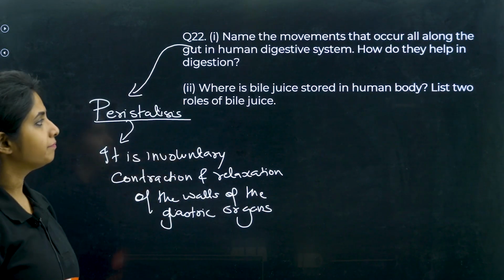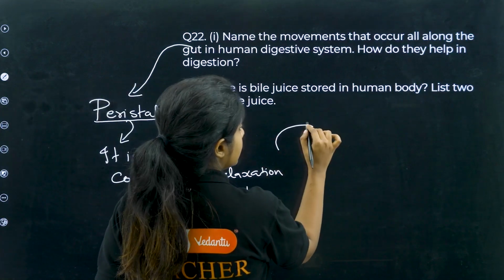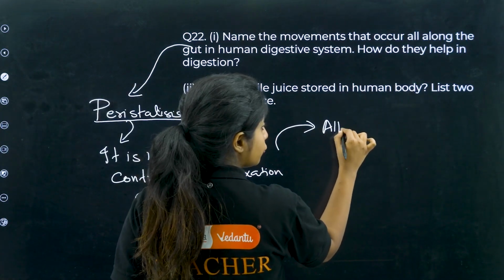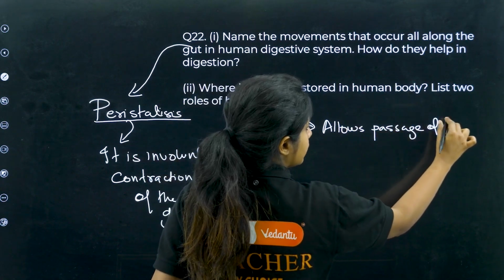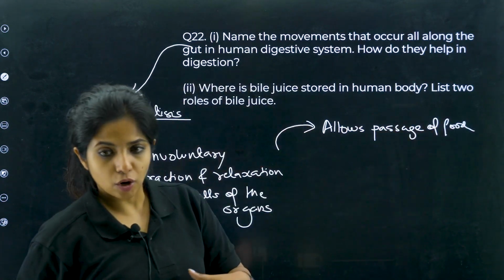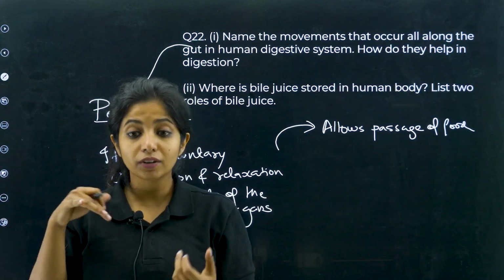Okay. Now that is what you mean by peristalsis. Now how is it important, children? It allows passage of food. Yes, it allows the food to move down. Next thing, basically in our stomach also this thing is happening. So what is it doing? Isn't it mixing everything? All the enzymes and everything that is being released?